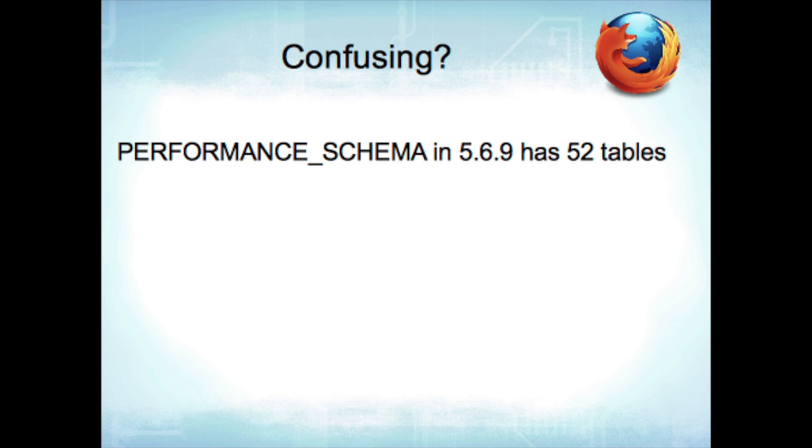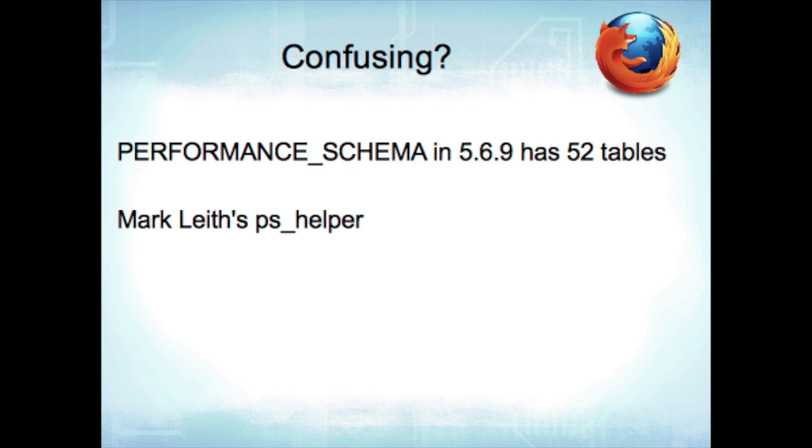Now, is this confusing to anybody else? There are so many tables. How do you know what to look at? I talked about maybe 6 tables, not even 50 of them. There's 52 in 5.6.9, which is just on my laptop. But 52 is a lot of tables to just try to select and see what it is, or read the manual for every single one.